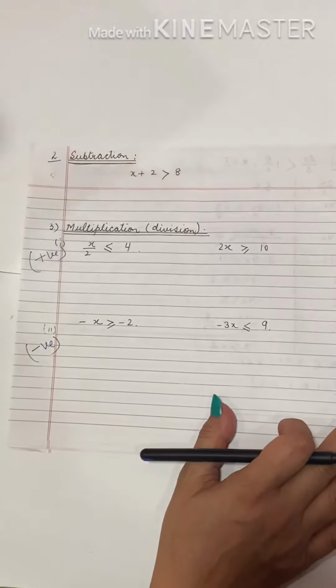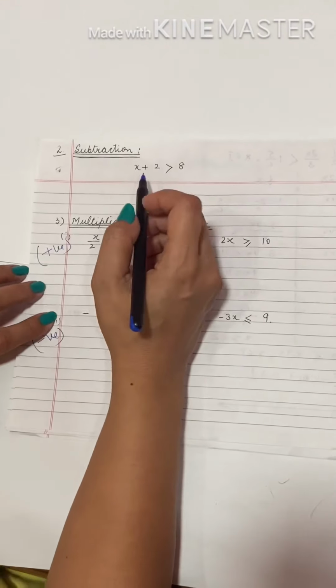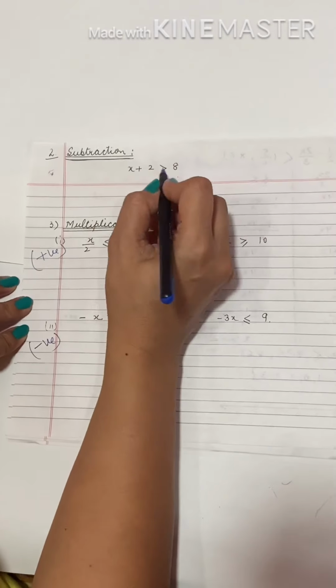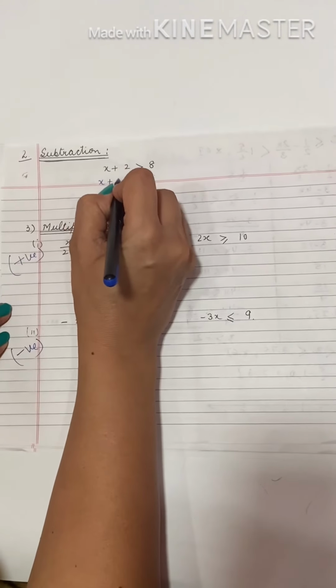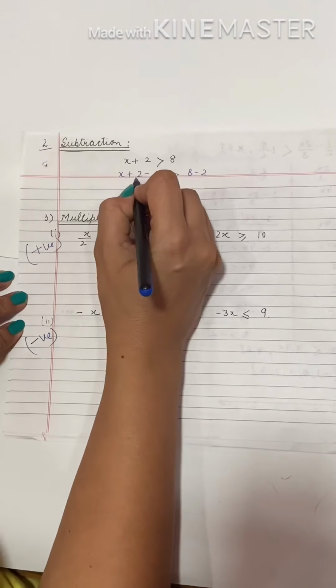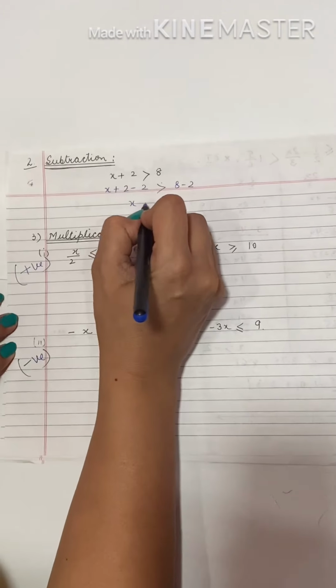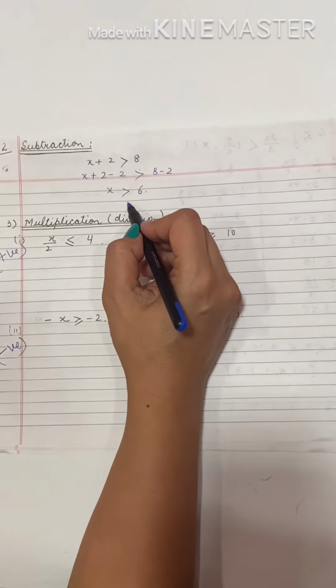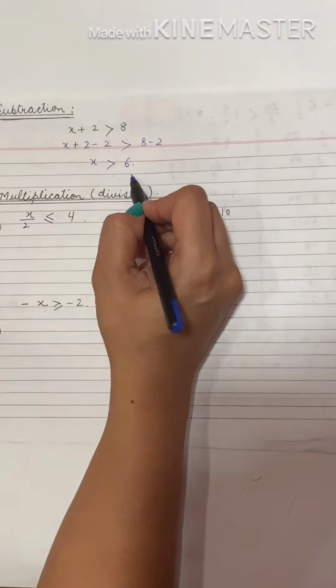Similarly, next we are having subtraction. Suppose the inequation is x plus 2 is greater than 8. If we are subtracting 2 from both the sides, see what we are going to get. x plus 2 minus 2 is greater than 8 minus 2. So this 2 gets cancelled, we are getting x is greater than 6. So the solution of this inequation is x is greater than 6.